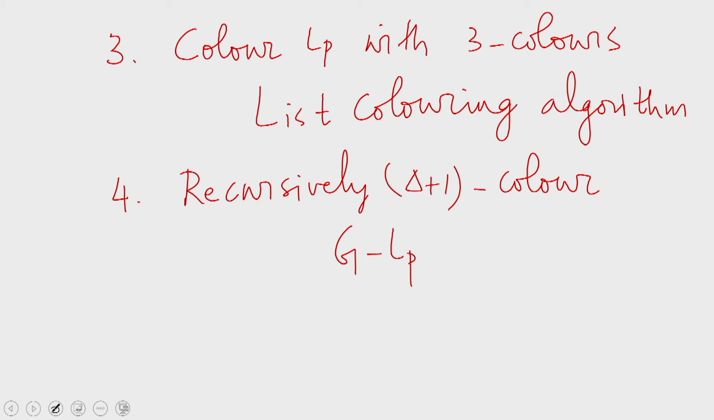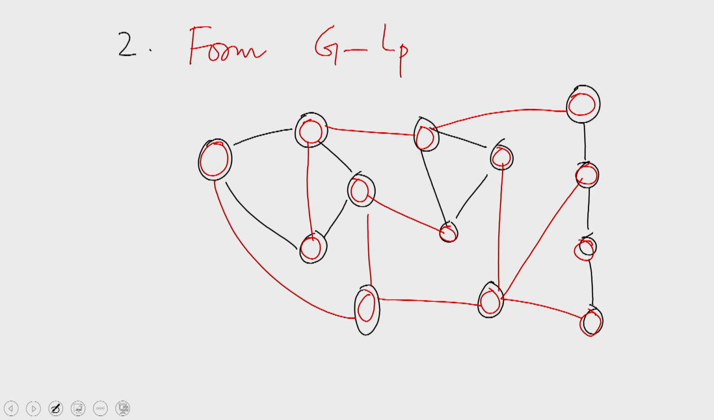So, we have recursively delta plus 1 colored G minus LP and we have colored LP. When we put G minus LP and LP together, we get the original graph. But then the vertices of the graph have got 2 colors each, one from the coloring of G minus LP and one from the coloring of LP. G minus LP has been delta plus 1 colored and LP has been 3 colored, but the two graphs have exactly the same set of vertices. Therefore, these vertices are going to get 2 colors each, one from the delta plus 1 coloring of G minus LP and the other from the 3 coloring of LP.